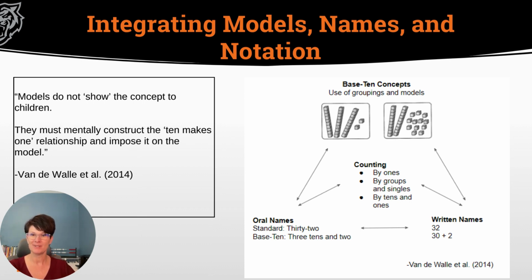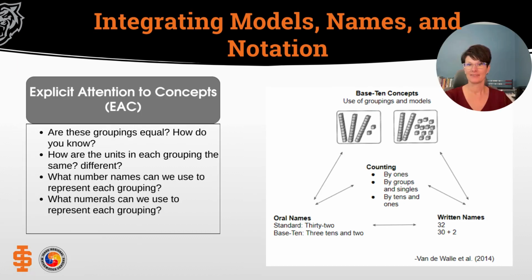Students must make meaning of the 10 makes 1 relationship. We can do this by asking students to connect their strategies to models and by calling attention to their groupings in their oral and written names. For example, given a grouping of 2 10s and 12 1s, and another grouping of 3 10s and 2 1s, what might be some questions that we could ask students?